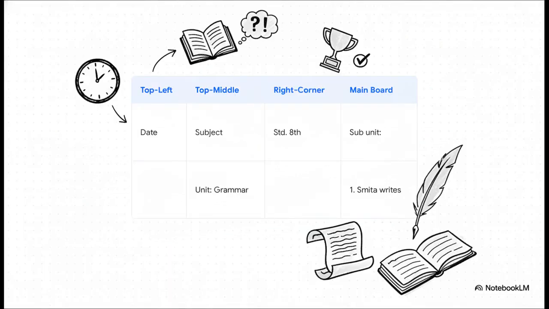Only after that climactic statement of aim do you turn back to the board for your title writing. And the layout here is actually highly organized. By keeping the date and subject tucked up in the upper margins, you reserve the main central board space exclusively for the subunit and your examples. It creates this super clean visual map that completely locks in all that focus you just generated.